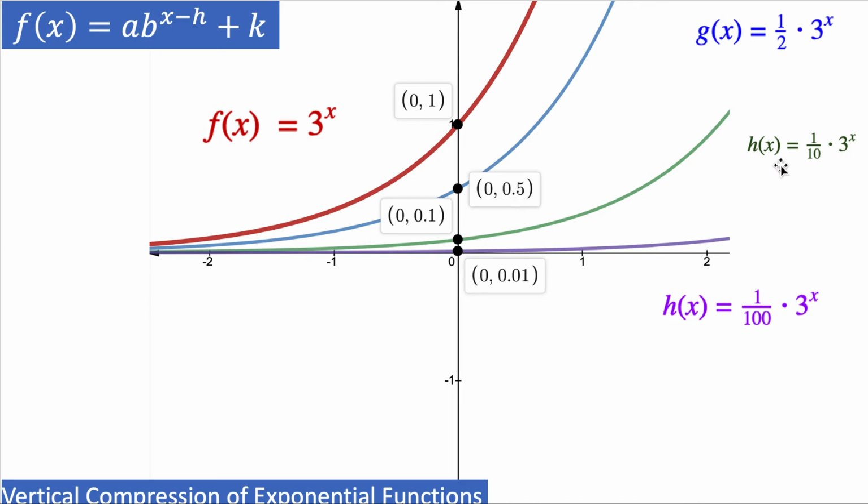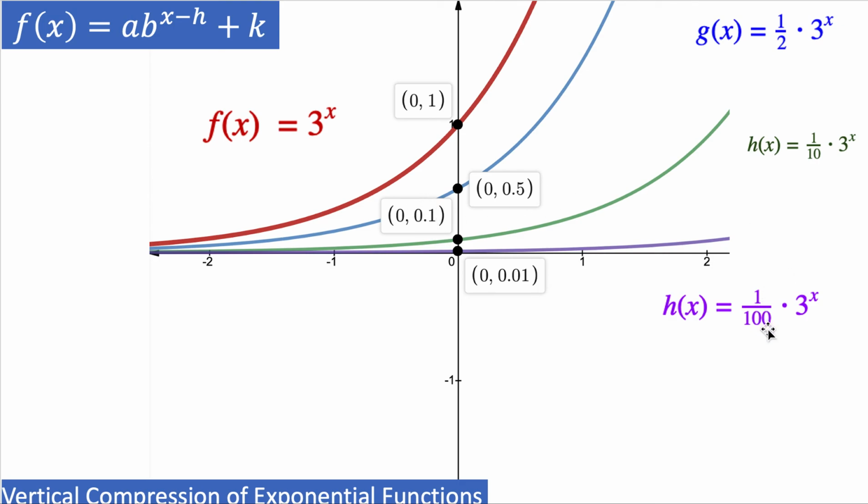So what's happening with the h function if it's 1 over 10? It's going to be more compressed. The parent function is going to be compressed to reach this point, and the intersection point on the y-axis is going to be multiplied by 1 over 10. If we multiply the point by 1 over 10, you get (0, 0.1) as the y-intercept.